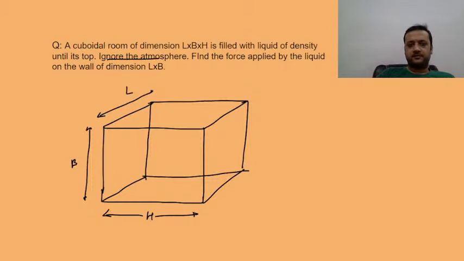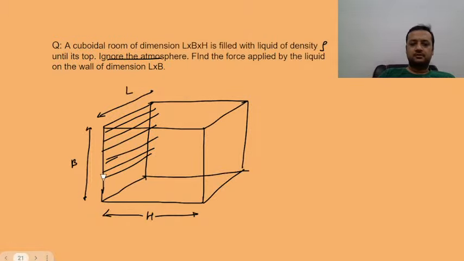We have to ignore the atmosphere, and this is fully filled with liquid of density. It is not given. Let's assume density to be rho. So the liquid is of density rho and it is fully filled till top, and we have to find the force on this wall. I'm sure that you know how to solve this question. You would have done it by integration, as well as you would have remembered or memorized. If you have prepared for Advanced, you would have memorized that. Write the pressure at the middle point and multiply that by the whole area, right? Do you know this, guys?